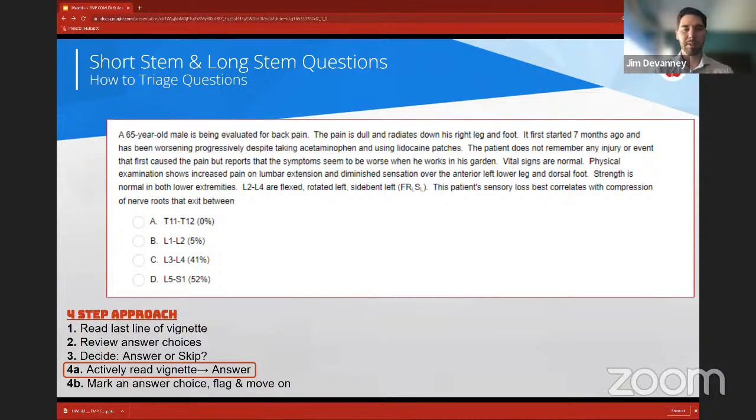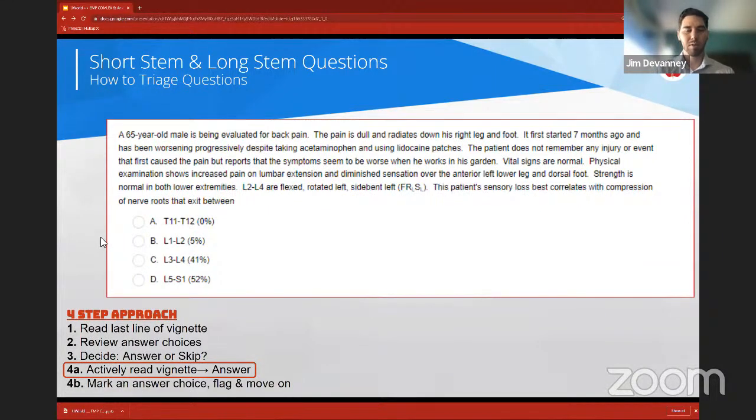So first off, we start with reading the last line of the vignette to frame ourselves and see where we're going with this question. Next, you review the answer choices to again continue framing this question for you. And step 3 is where you decide if you'll answer this question now or later.